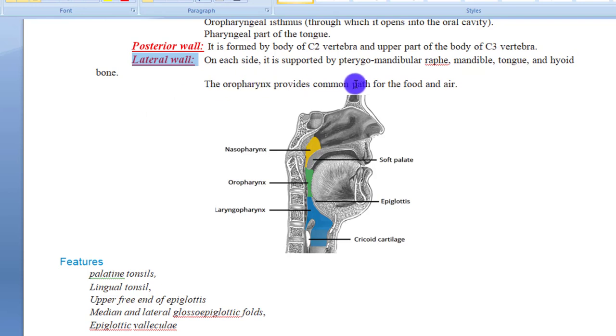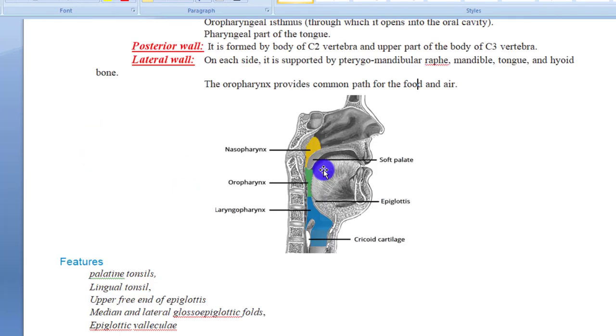The oropharynx provides a common path for food and air, right? Through the nasopharynx food does not come, only air comes, and through the oropharynx air also comes. Sometimes we inhale air through our mouth, or the air from the nasopharynx enters into the oropharynx, and in the oropharynx food also comes. So the oropharynx is a part of the pharynx which is a way both for food and for air, right?